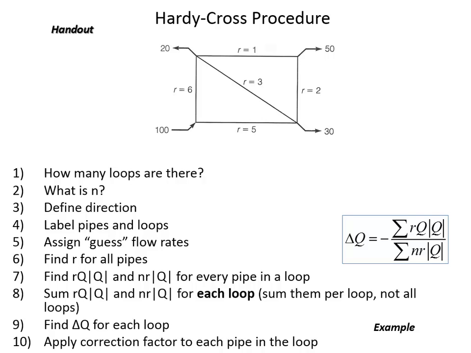All right. You'll get the same flow rate for that common pipe. Yeah. That's right. One will be negative and one will be positive. Exactly.